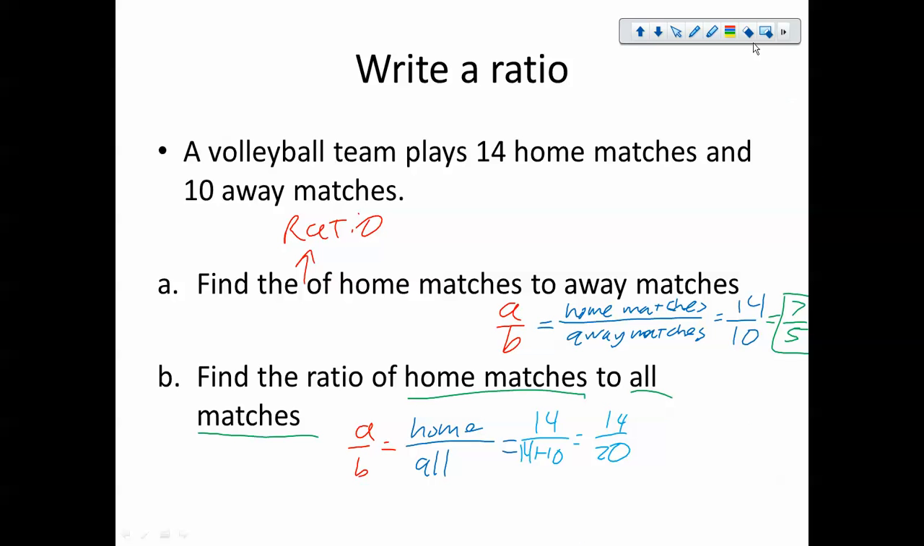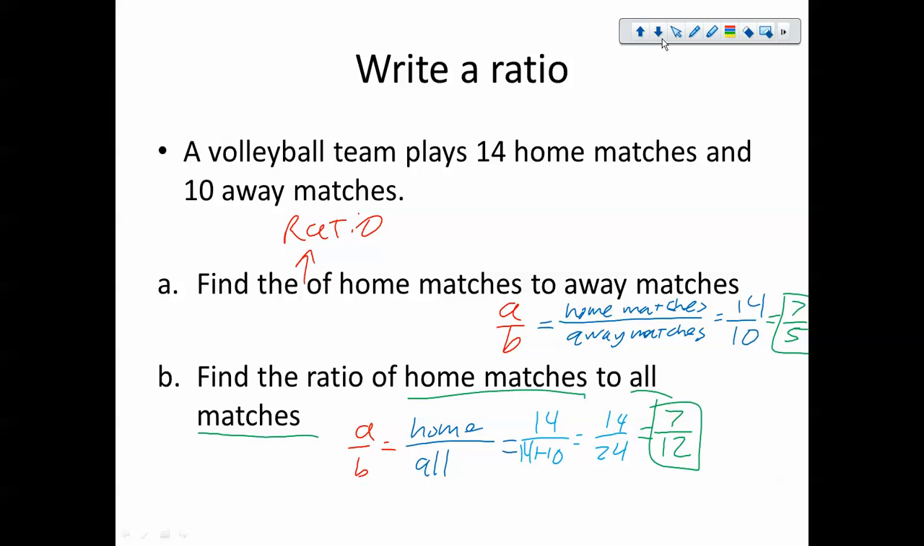24, I wrote a 20. See how I noticed these things at the last possible second? 24, there we go. And again, this is a fraction that can be reduced, and because it can be reduced, we should reduce it. The number 2 goes into both of those. That's 7/12 is the ratio of home matches to all matches.